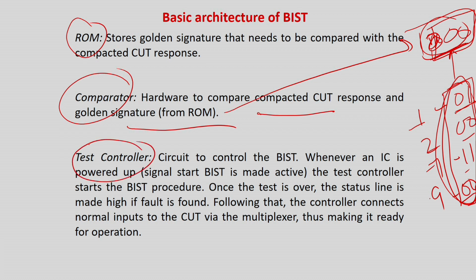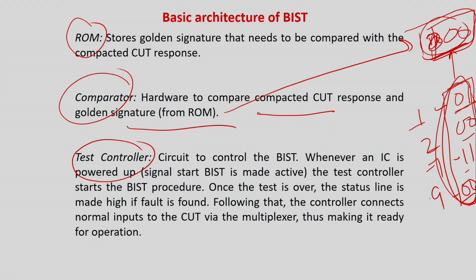There is something called the test controller. It basically decides when to start the BIST, when to stop the BIST, and if there is a fault, what it should do. So it is a control and generation circuit. Generally, if the device has to be tested or is starting up, it will set the mask in such a way that the patterns from the hardware generator are applied. These are the control patterns, and testing is done.